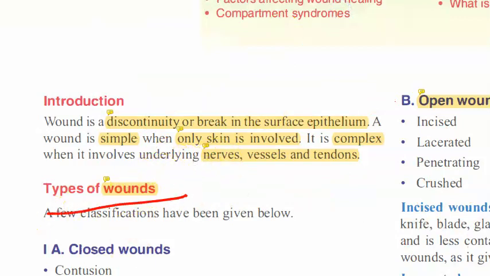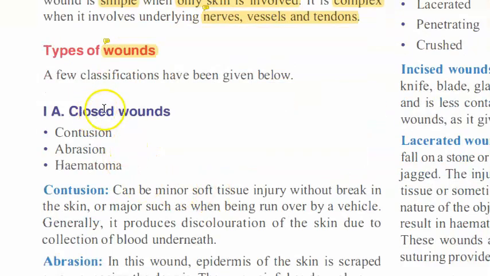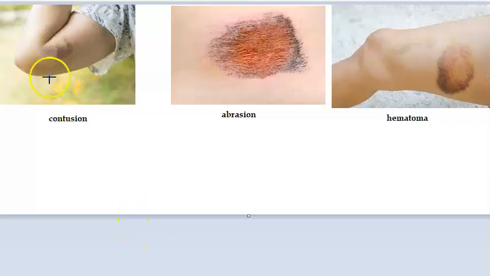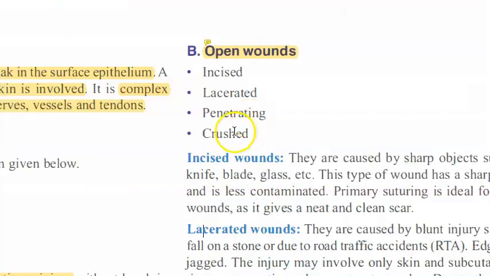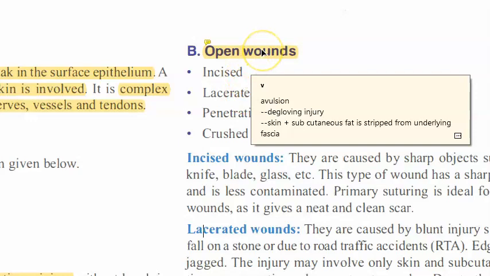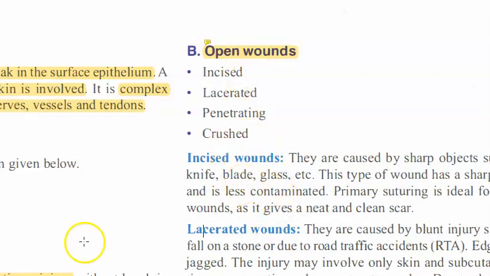Then there are other classifications. So let us look at this. You have closed wounds and then you have open wounds. Closed wounds are something like this. You have contusions, abrasions, hematoma. Do you feel they are open? No, they are not open. They are closed. And then you have open wounds like laceration, incision, then penetrating wound, crushed wounds, right? So basically then you have avulsions also, degloving injuries, right? So all these would be open wounds.